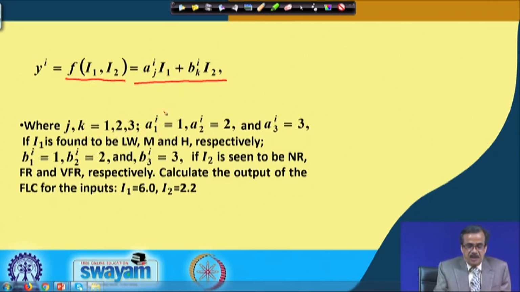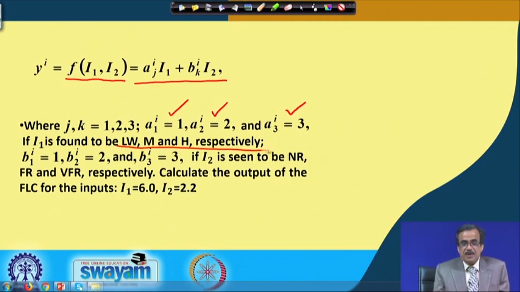Now, this a j I, for example, if I put j equals to 1, I will be getting a 1 I is equal to 1, then a 2 I is equal to 2 and a 3 I is equal to 3, if I 1 is found to be low, medium and high respectively. Similarly, this b k I, I am just going to put k equals to 1. So, b 1 I is equal to 1, b 2 I is equal to 2 and b 3 I is equal to 3, if I 2 is seen to be near, far and very far respectively.